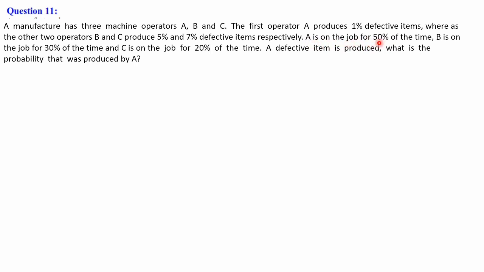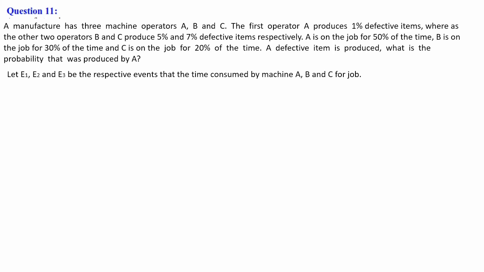That is 50% of the time. B is on the job for 30% of the time. And P of E3, that is C is on the job for 20% of the time. And a defective item is produced. Let it be, here A, B, C are mentioned, we have to use another alphabet. So if a defective item is produced, what is the probability that it was produced by A? So it is a reverse probability question.